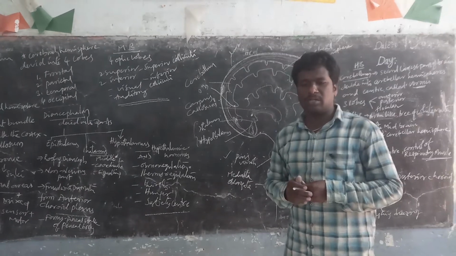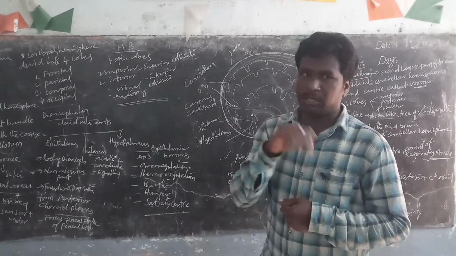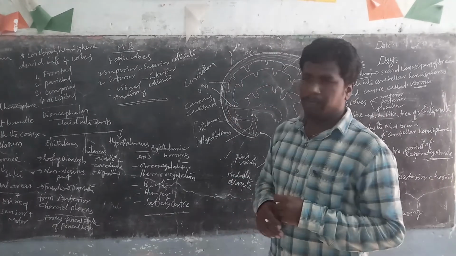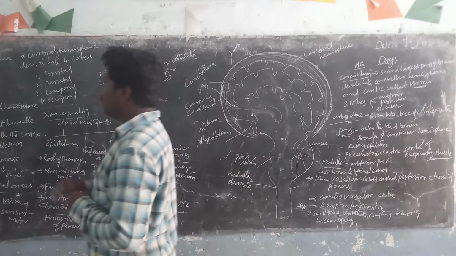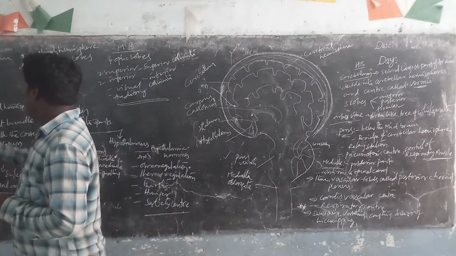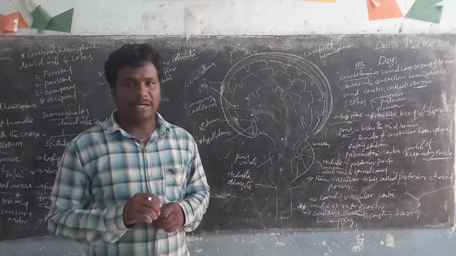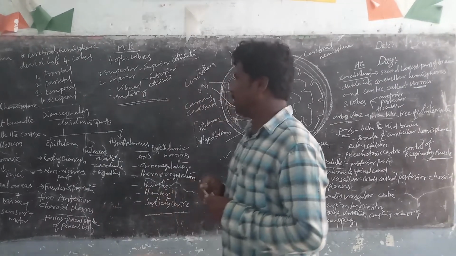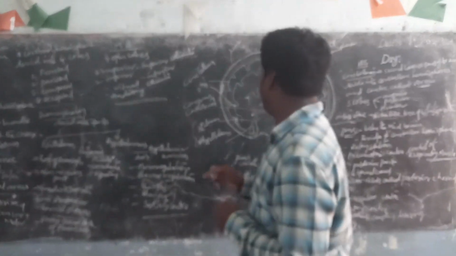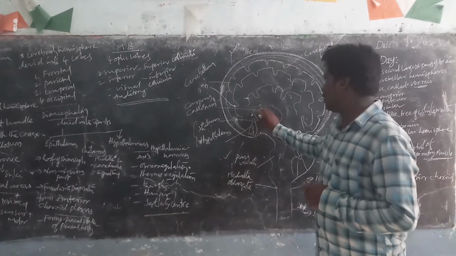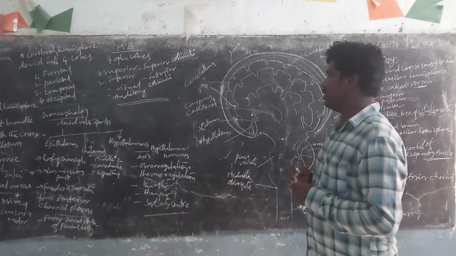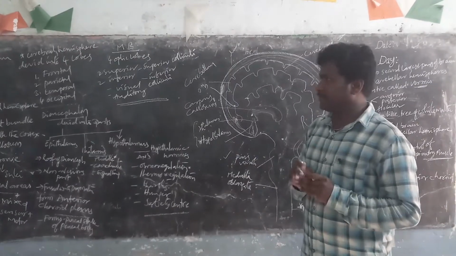The left cerebral hemisphere controls the right side, and the right cerebral hemisphere controls the left side of the different parts. These two hemispheres are connected by a white, flat bundle of myelinated fiber called the corpus callosum. Here, diagrammatically, this is the corpus callosum.